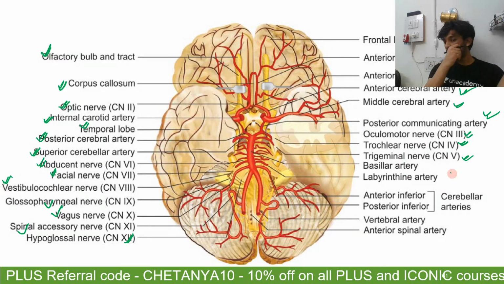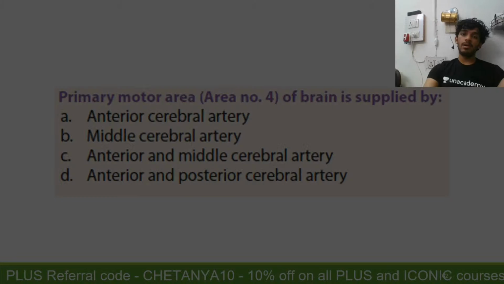Trigeminal nerve coming out of pons. Basilar artery lying on the sulcus of pons. Labyrinthine artery, which should be coming as a branch of the anterior inferior cerebellar artery, but they've shown it as a direct branch here from the basilar artery. Anterior inferior and posterior inferior cerebellar arteries, you can make out this is the PICA, this is the AICA, and vertebral artery तो दिख ही रही है. Anterior spinal artery is coming from their junction going, and posterior spinal arteries will be coming from inferior.